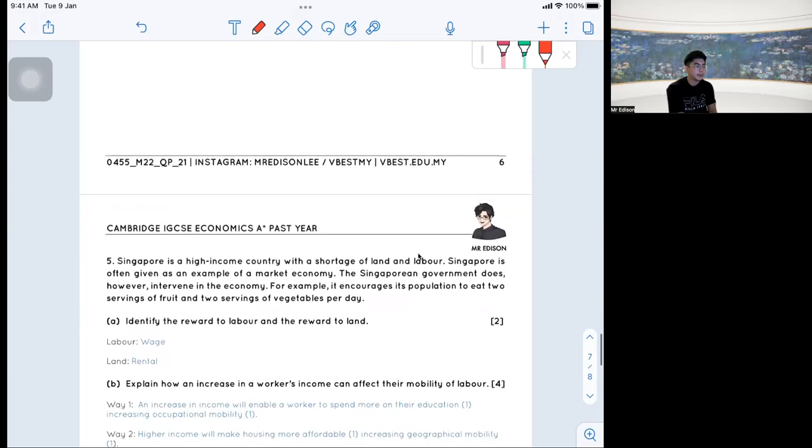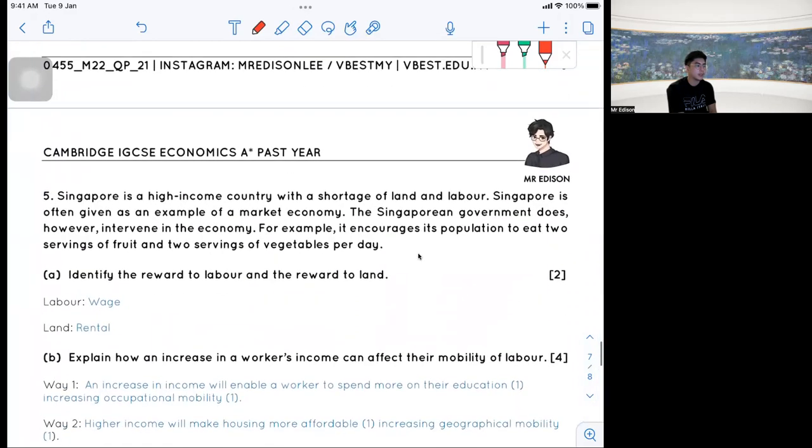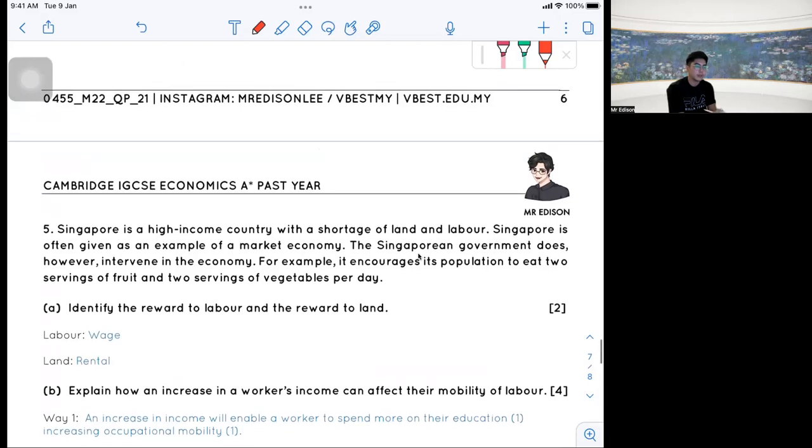Now explain how an increase in worker income can affect the mobility of labor. Well, first thing, it's very rare, and in the textbook they don't really explain a lot of this one. Mobility of factor, it's not only labor. In the topic, it's called mobility of factors of production. It can be capital, it can be labor, and it can be land as well.